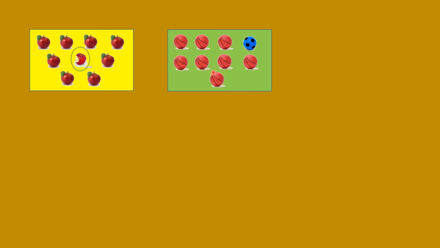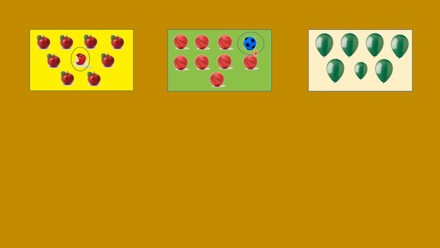Now let's look at this picture. These are pictures of balls. Now here we are looking at the color, the odd one out. Can you tell me which one it is? Correct. It is the blue one, because the other balls are all red. Only this ball is blue. That is why it is the odd one out.